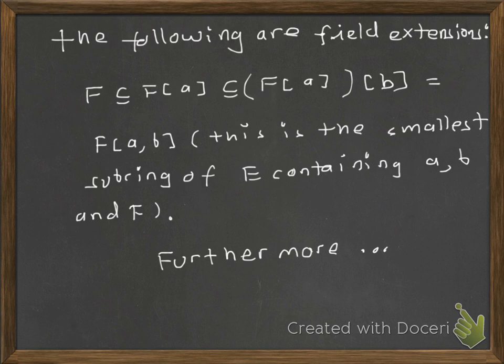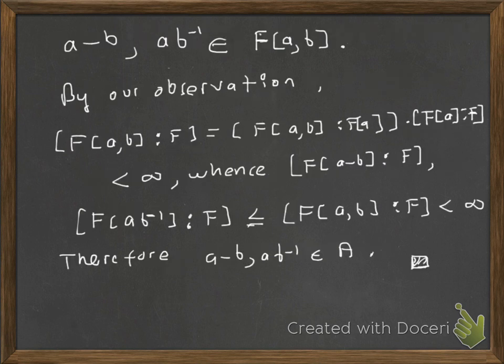Okay, so now, by our observation, since these are finite degree extensions, as we have pointed out while discussing the previous slide, so is this, by our observation. What is the significance of this being a finite degree extension? First of all, both elements A minus B and AB inverse are there because they belong to this extension, because A and B belong to that, and it's a field. Therefore, these guys are there too.